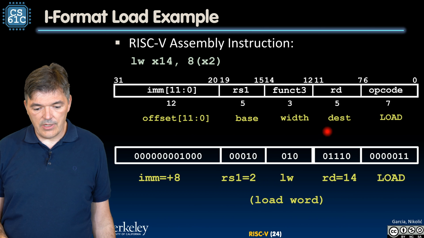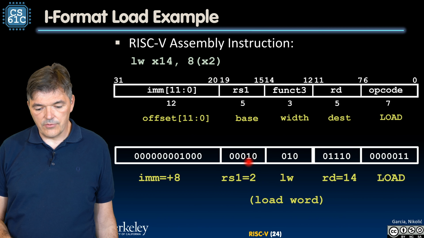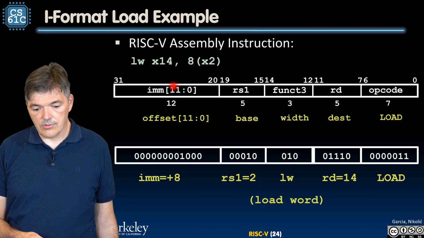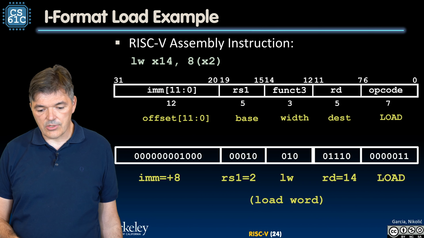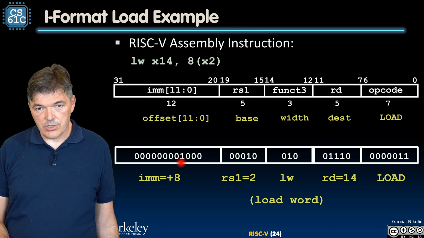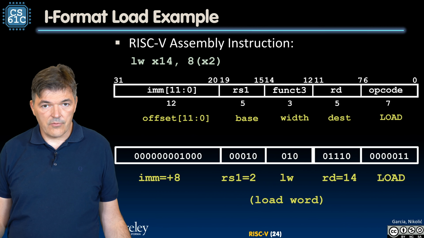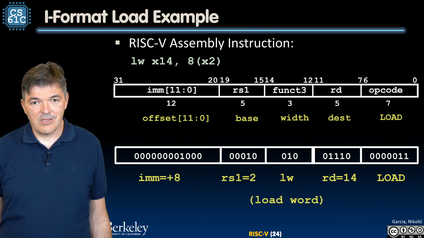We need to specify the base register here, which is 2, so we encode the value of 2, and the destination register, which is 14, that corresponds to the x14 that we had in the instruction. And then we add the immediate value, which is plus 8, and the instruction type is load word, 010, from the green sheet.